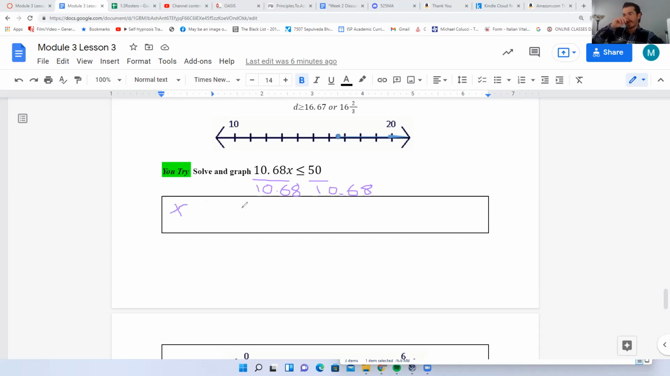I don't know off the top of my head how many times 10.68 goes into 50. So I'm going to use my calculator here. I'm going to find out. I know that 10 goes into 50 5 times, so I can assume it's probably going to be a number a little bit between, I want to say, 4.5 and 4.6. Yeah, 4.68. So I was a little off in my estimate, but that sounds like a good number to me. I'm going to round off to 4.68.